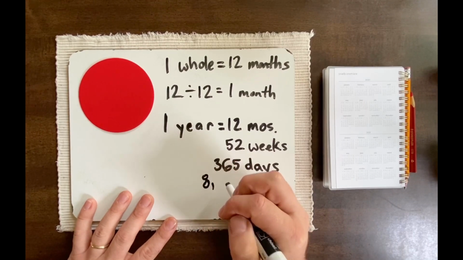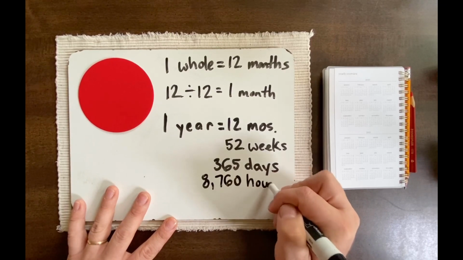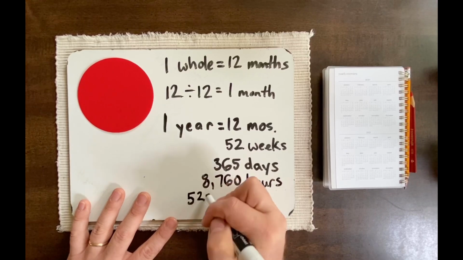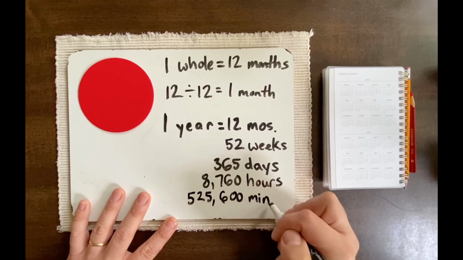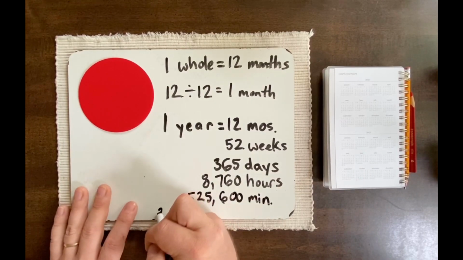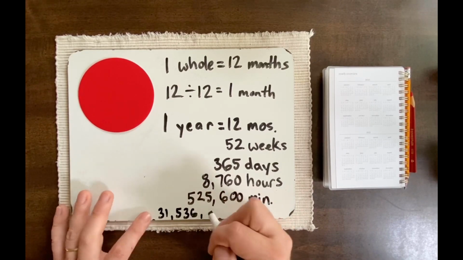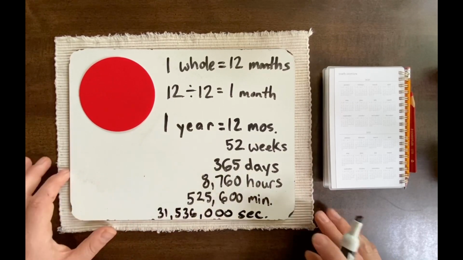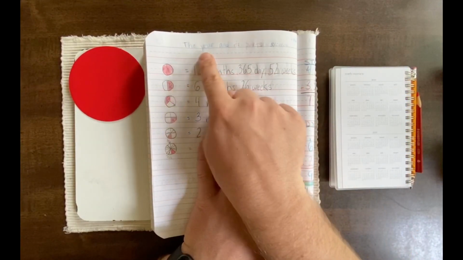Wow, 8,760 hours? But how many minutes? 525,600 minutes. What about seconds? My goodness, that's a lot of seconds. So, if you're searching for ways to divide up a year, you could take any parts of these as the whole and divide them up.